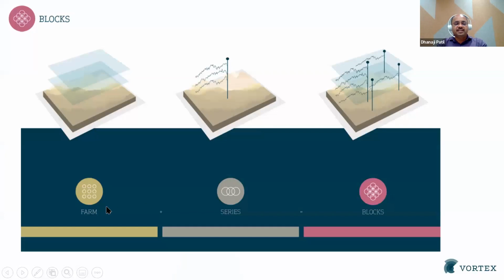Okay, so as you can see here, blocks is nothing but the evolution of the farm product. In the farm product, we are delivering WRG files at 100 meter resolution. But the problem is that mostly the wind analyst looks for the wind averaged information in the WRG file, and also the time series information. So with blocks, we have tried to combine both these options. I mean, blocks is the combination of the farm and series products.